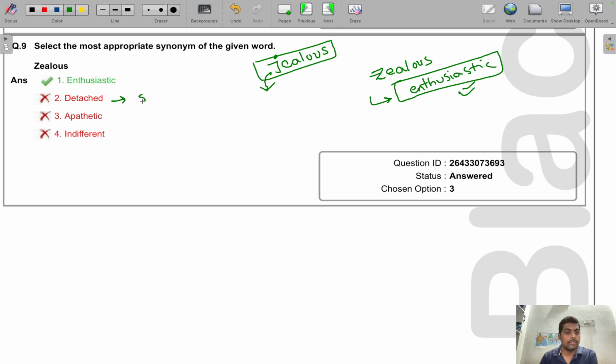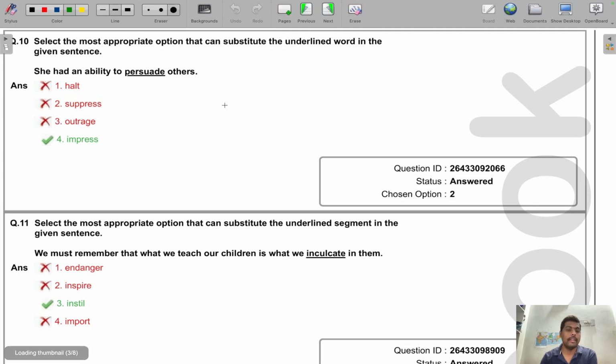Detached, you can make a note of this one, guys. Detached means separated. Apathetic means, a means without, the root word, and path means interest. So without any interest, you can say. And indifferent is also similar, showing no interest at all. So definitely the answer will be, zealous means enthusiastic or passionate, so the answer will be enthusiastic. Let us go to the next one, guys.